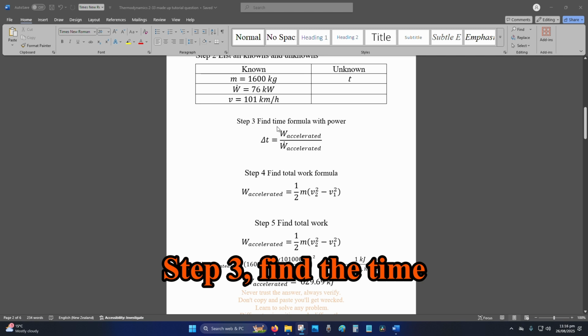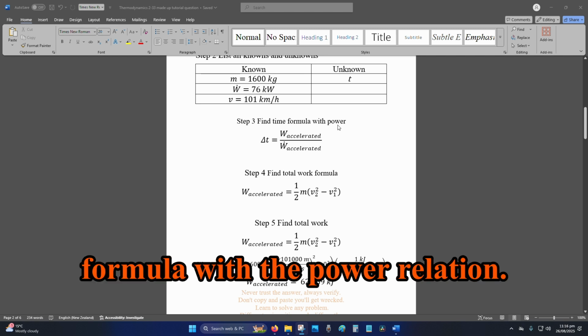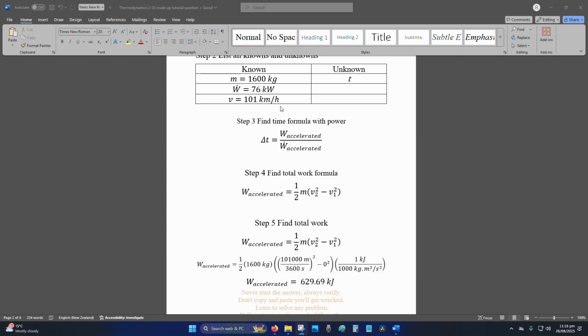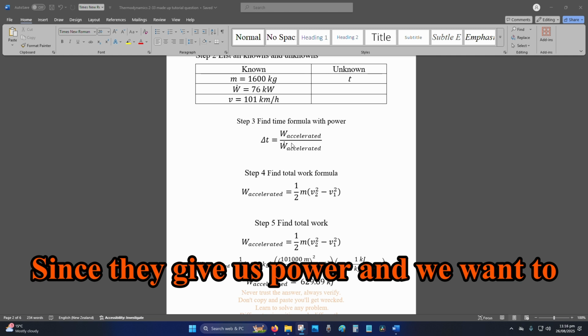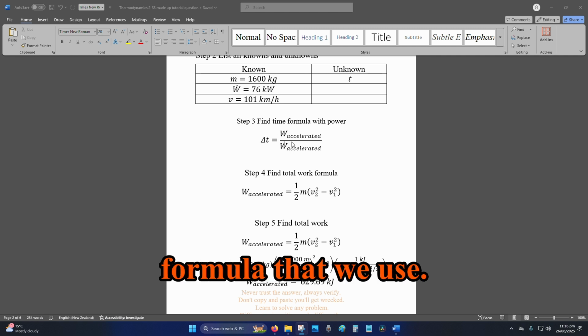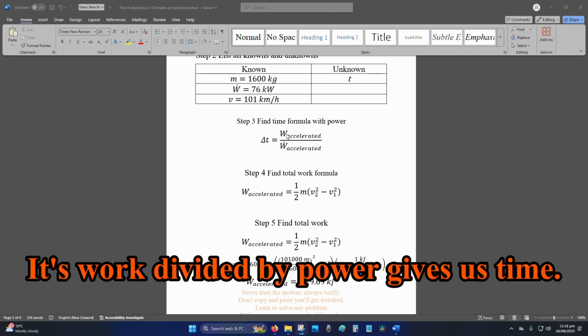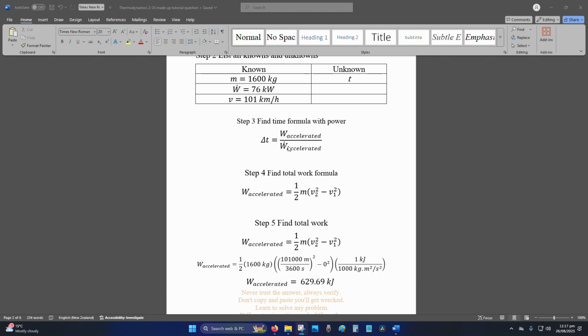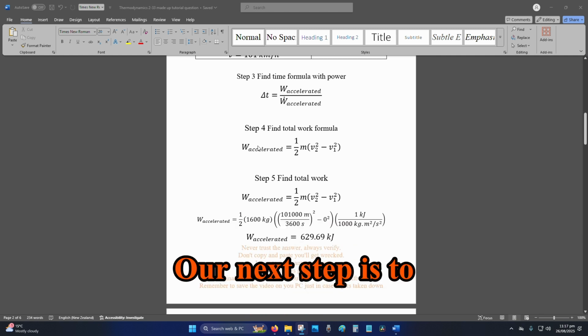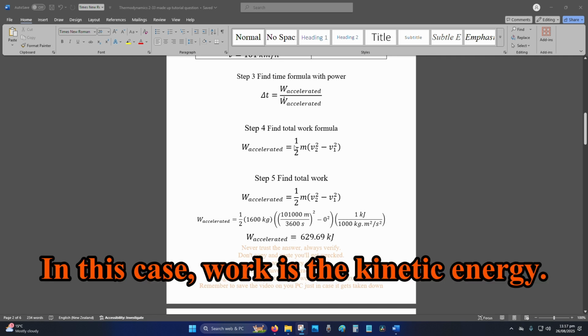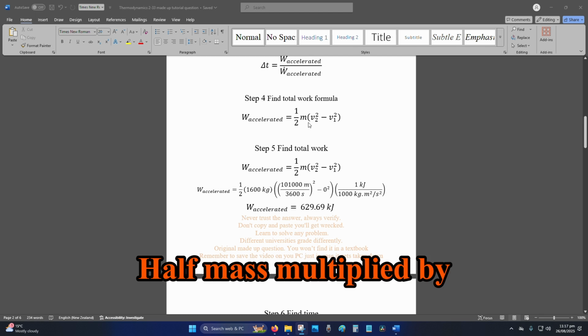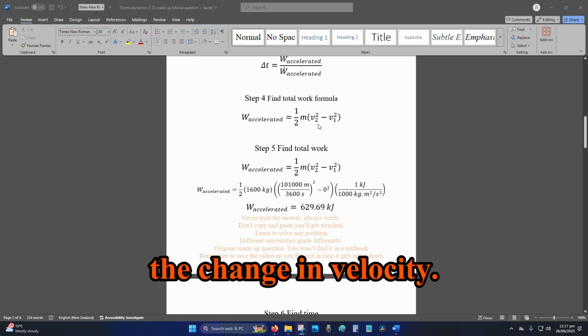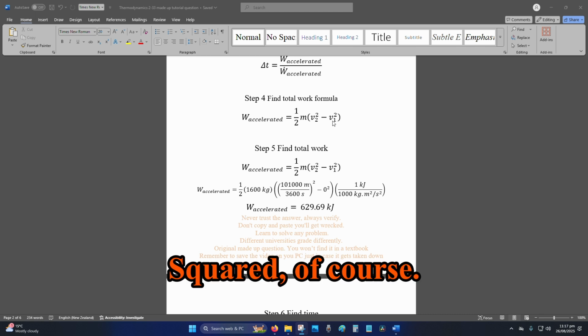Step 3, find the time formula with the power relation. Since they give us power and we want to find time, that's the formula we use. So work divided by power gives us time. Our next step is to find the work formula. In this case, work is the kinetic energy, so half mass multiplied by the change in velocity, squared, of course.